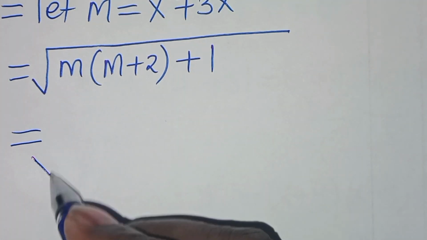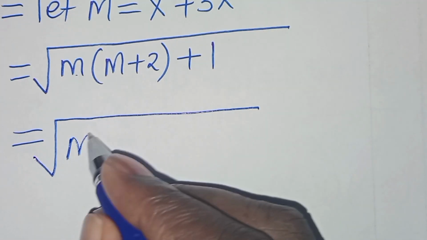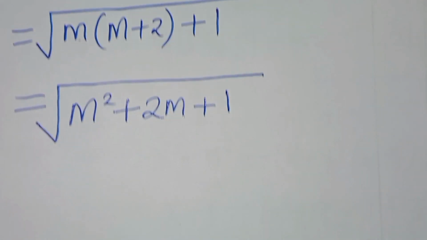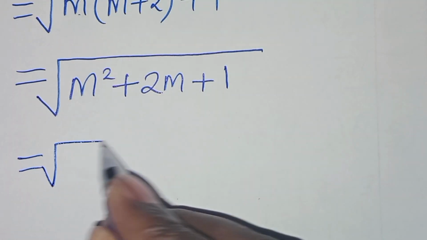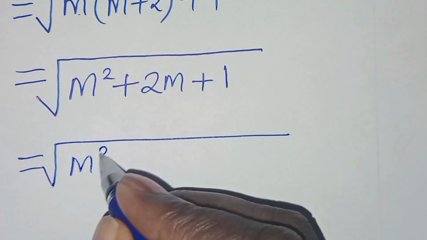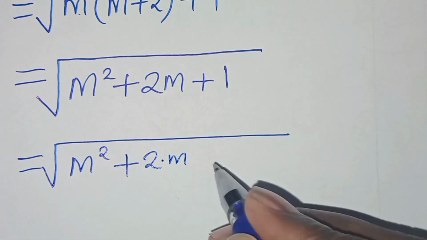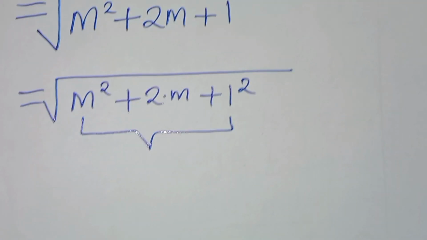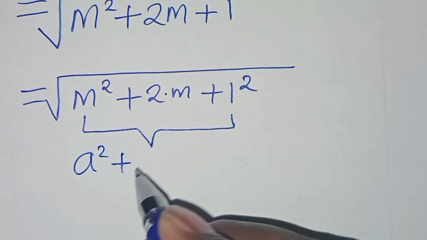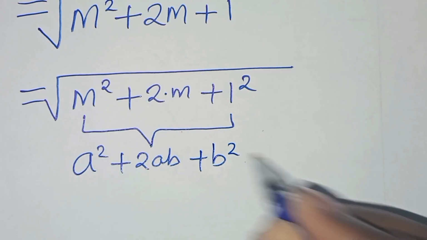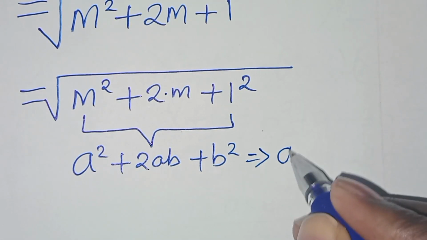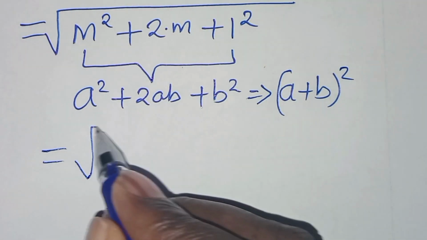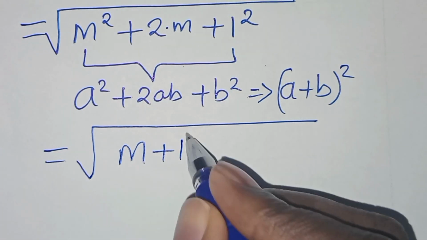So this implies that here we have the square root of m times m, which is m squared, plus 2 times m, which is 2m, then plus 1. Now from here we can express this as the square root of m squared plus 2 times m, then plus 1 squared. Now actually, as you can see, this is in the form of a squared plus 2 times a times b, then plus b squared, which you can express as a plus b squared. Applying this algebraic identity, this is the same thing as the square root of m plus 1 squared.